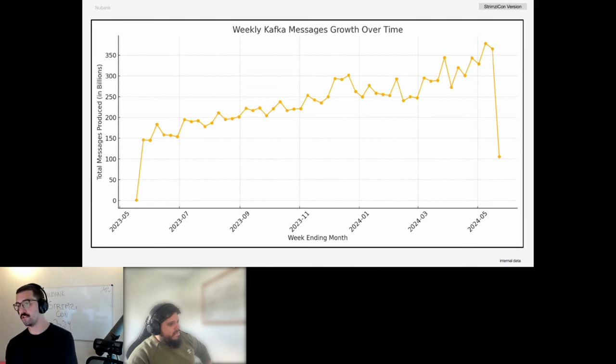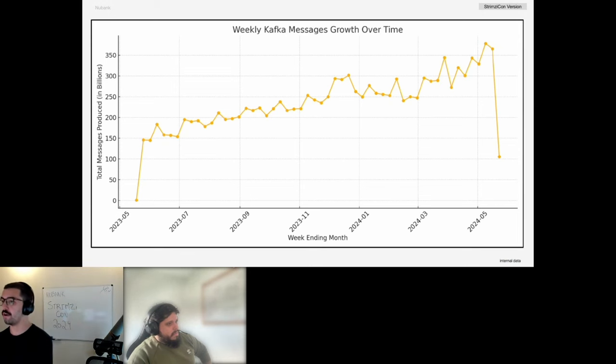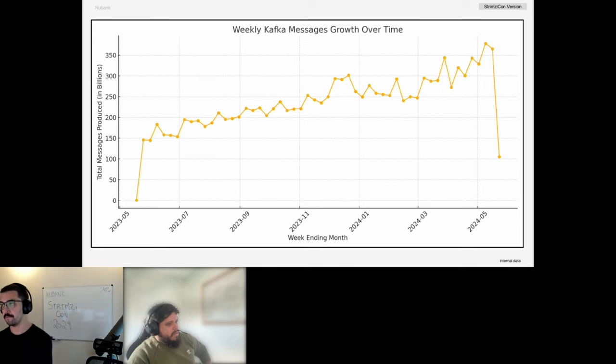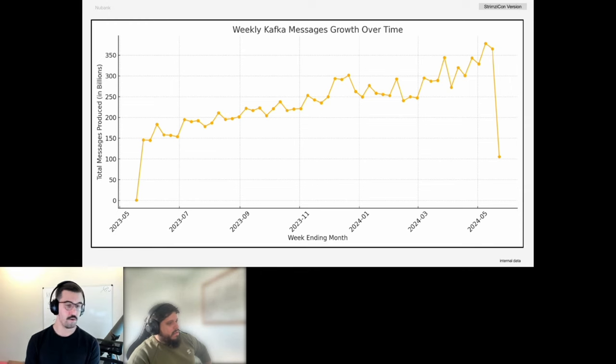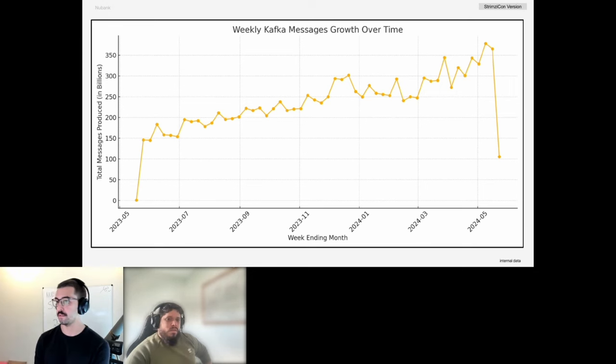Our infrastructure currently handles around 350 billion messages per week. And as you can see in this graph, we had a 2x growth over the last year. This growth continues, and our infrastructure has to be prepared to keep up with this demand.